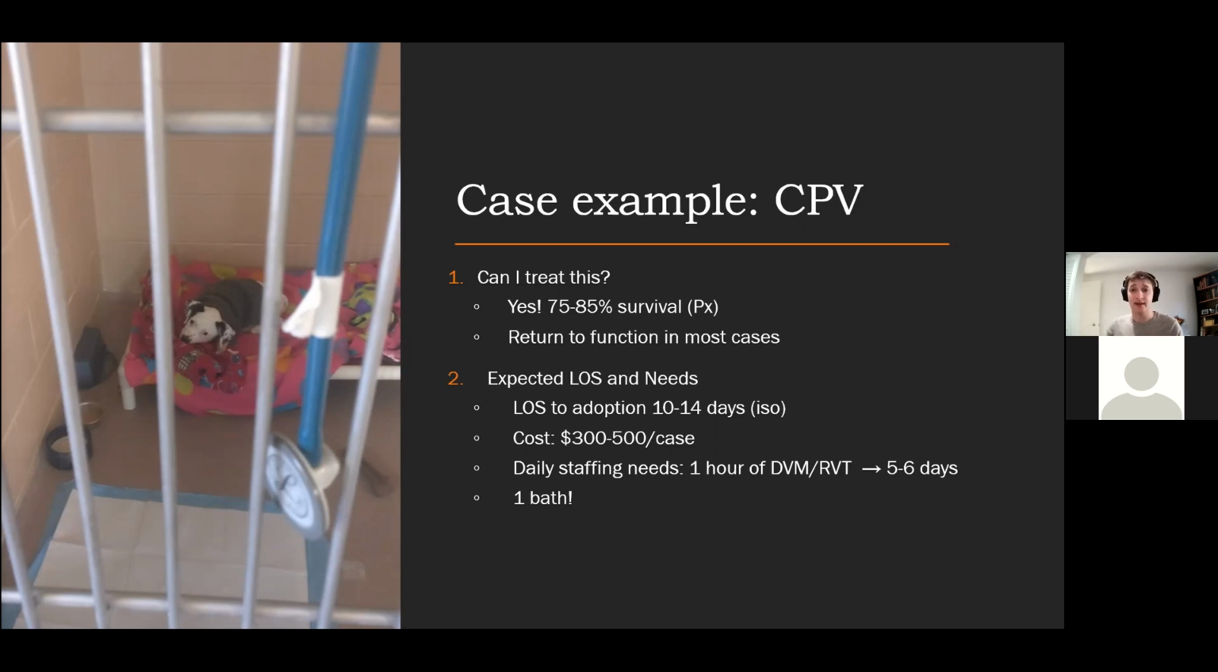Costs, we have a nice paper that came out of Pennsylvania from a low-cost parvo clinic that said it was about $300 to $500 per case for an outpatient protocol to treat. So that's fun. I don't even have to make the internal calculation. Daily staffing needs, I'll probably need about 1 hour of DVM RVT time for 5 to 6 days, which would include reevaluation of this patient and administration of treatments. And definitely I'll need to give it 1 bath before it leaves the isolation area so that it's nice and clean.